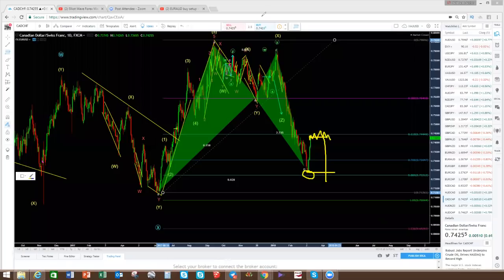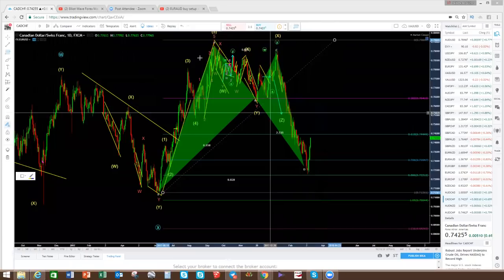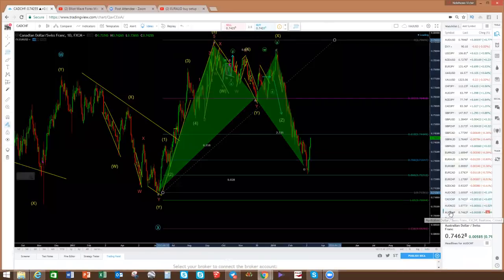You're waiting for a continuation pattern. You cannot just enter here because this can correct even like this. Okay? So this is too perfect. If you look, we are now bullish on this one. You just wait for continuation, any continuation pattern, similar to AUDCHF that I've shown a couple of times in correlation with the other pairs. Let's look at AUDCHF.